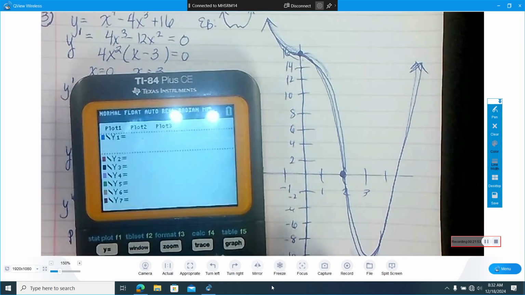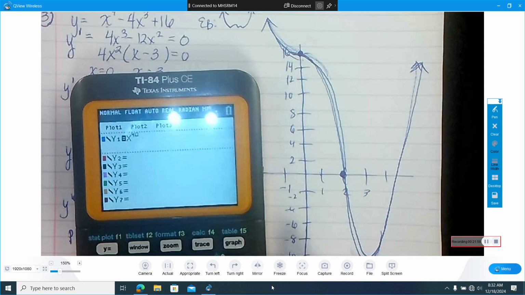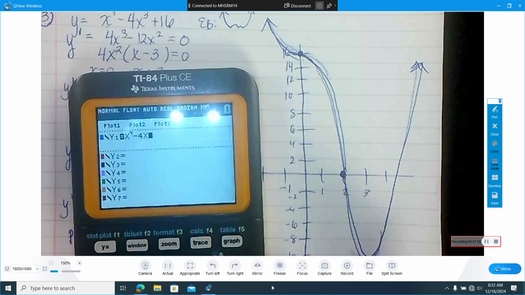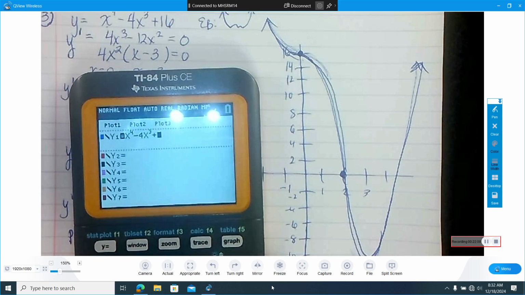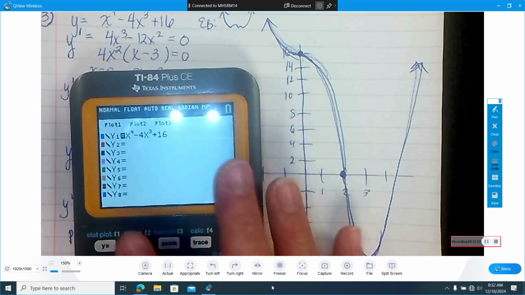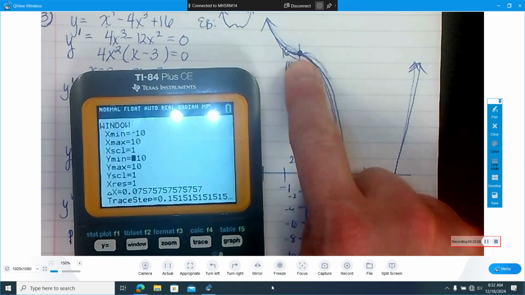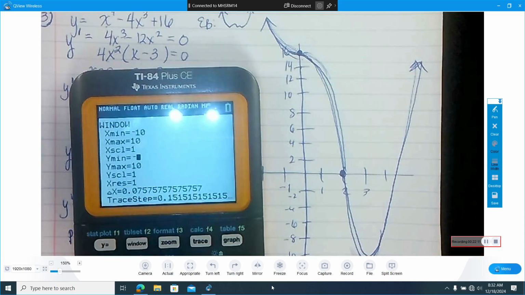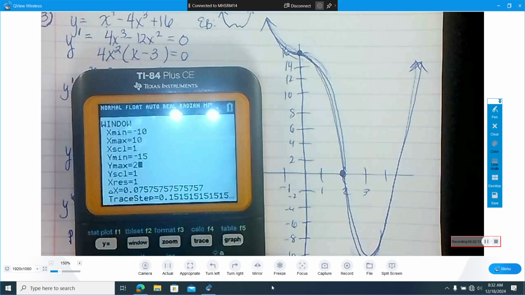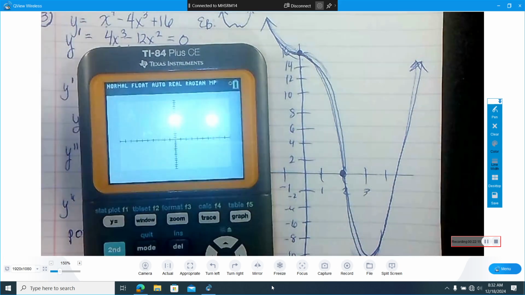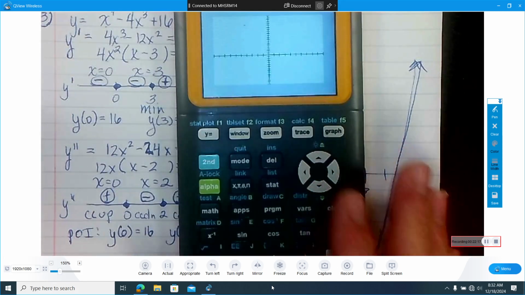Let's see. X to the 4th minus 4x cubed plus 16. I'm going to change the window. That's fine. My y max, I got to go beyond my minimum. I'm going to go negative 15, and my maximum, I'm going to go 20. So you can see our curve fairly well.